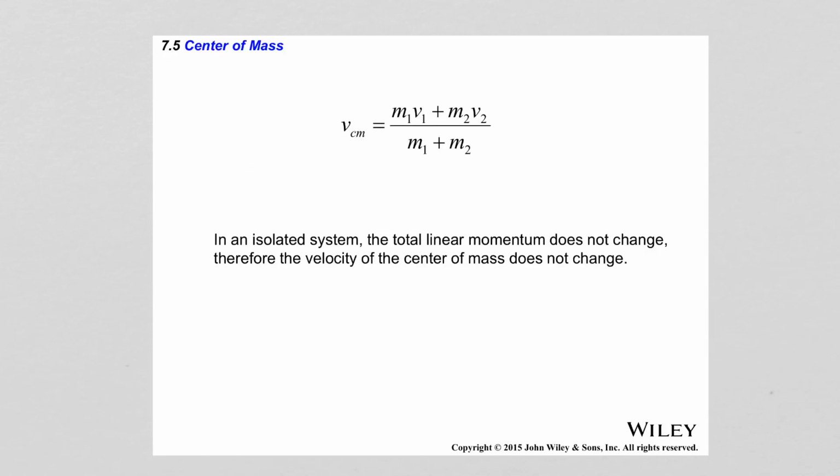Now also remember that in an isolated system the total linear momentum doesn't change. That means that the velocity of the center of mass doesn't change. This quantity is a constant for an isolated system. This knowledge is very useful in solving certain types of problems involving looking at the system of particles as a whole and not as individual particles. This concludes the lecture on impulse and momentum.